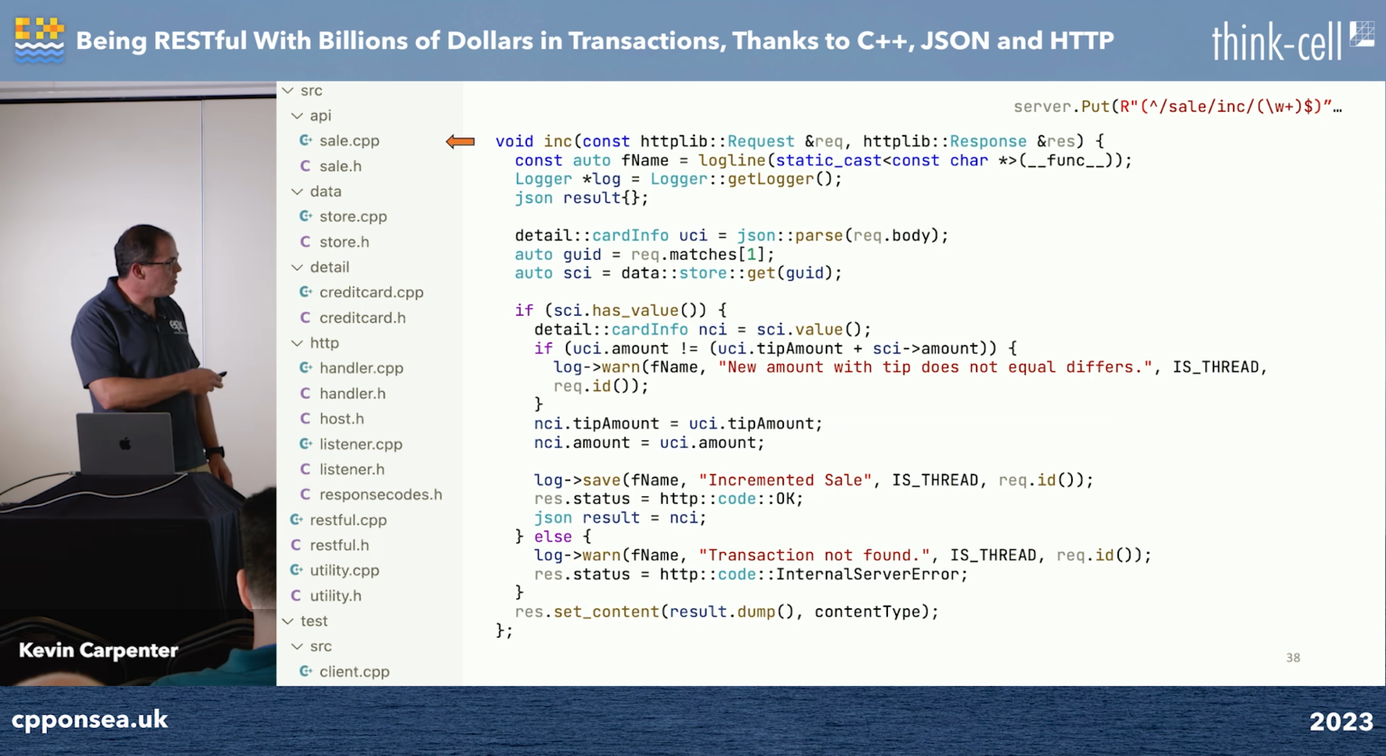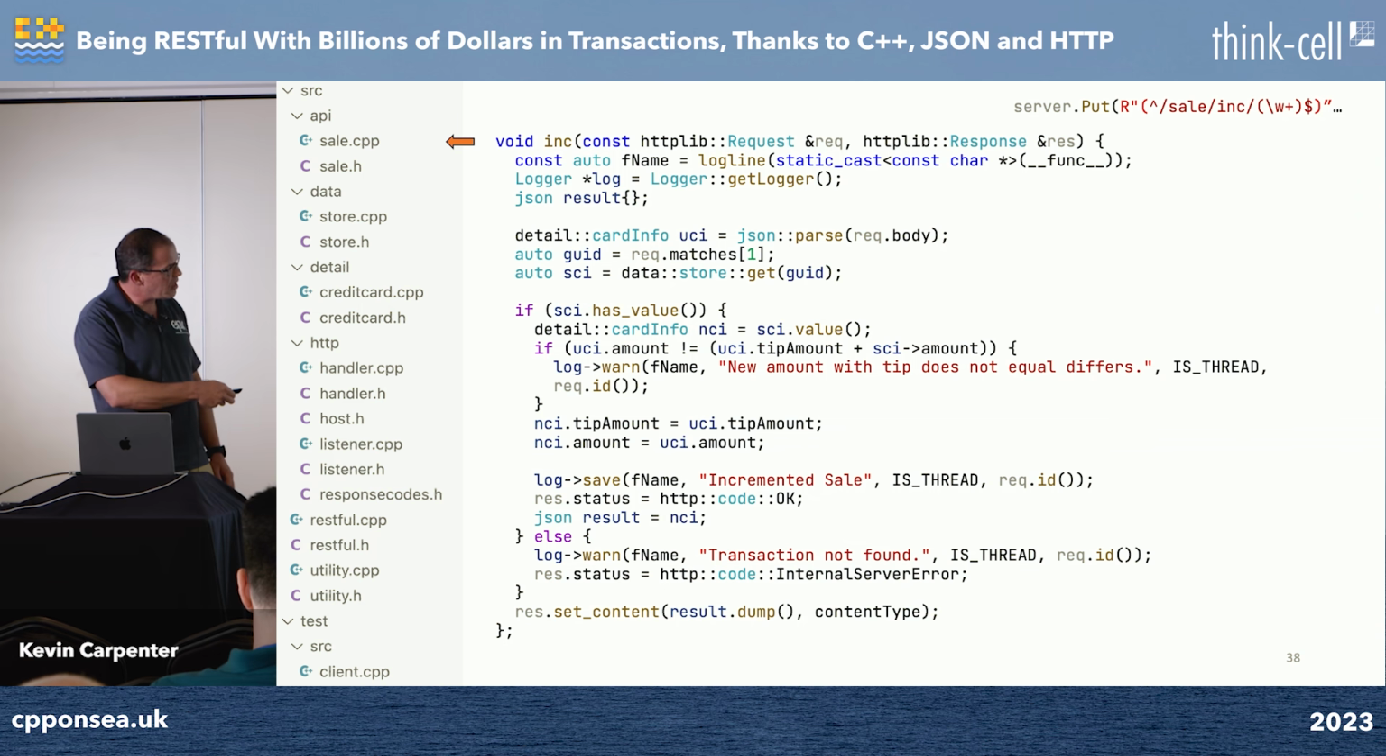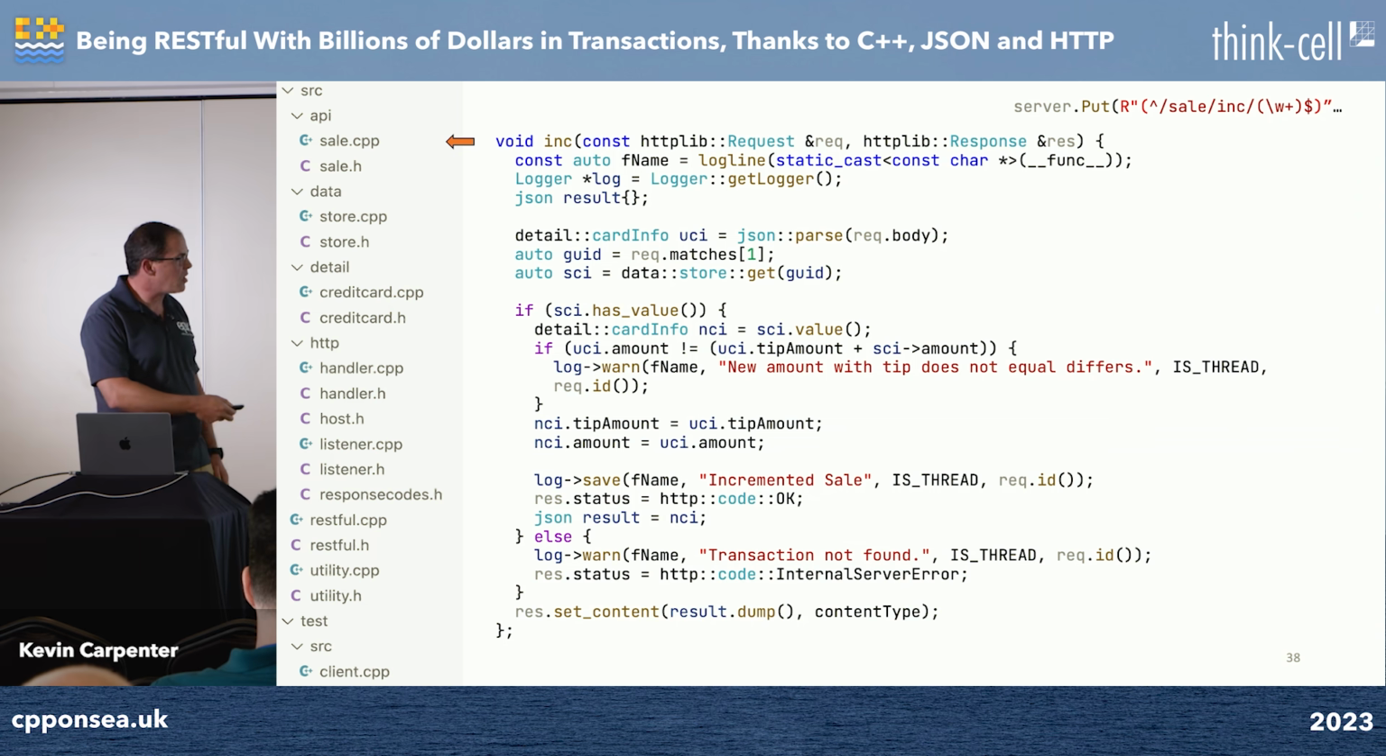We do log save. We get our JSON back. So that JSON result equals NCI. Again, the NCI is going to use that argument-dependent lookup from the previous slide with the card info to automatically convert that to a JSON object. So it's nice and clean, and that conversion ends up happening. I think it's expressive. If you've written the to and from JSON, you understand what that code is going to do there. So we set the result or set content with the result dump and the content type.